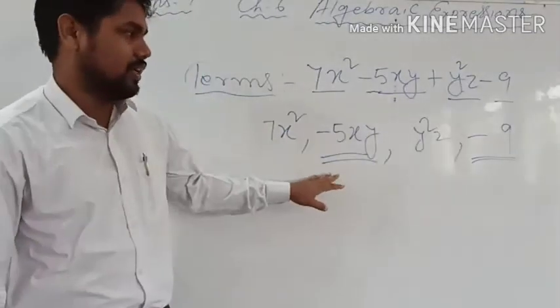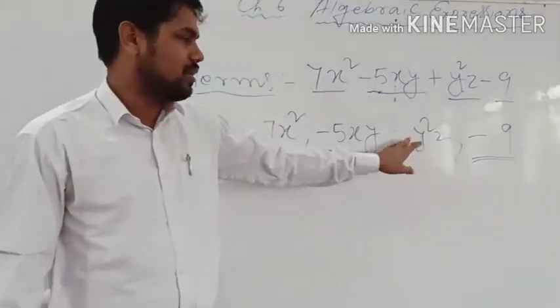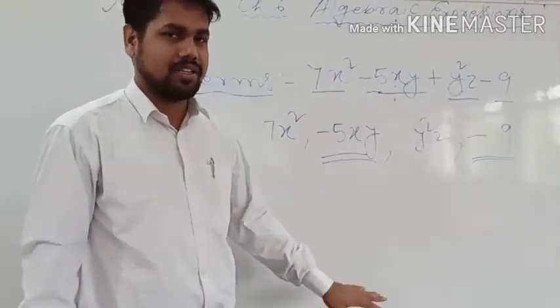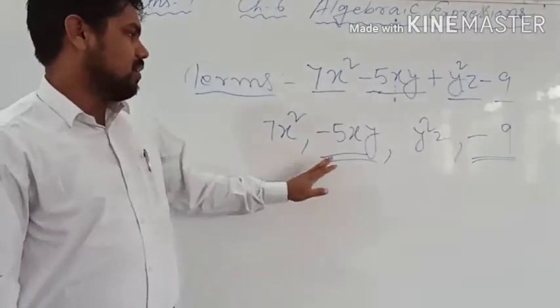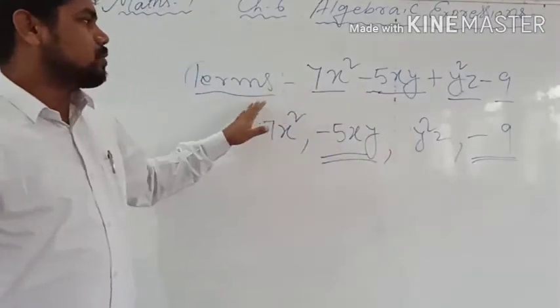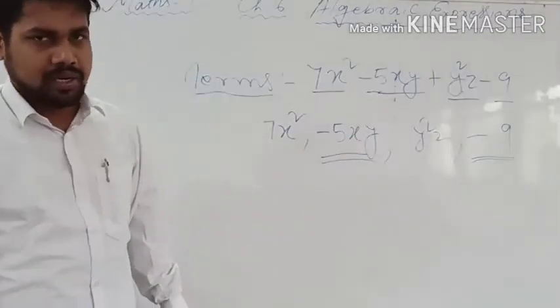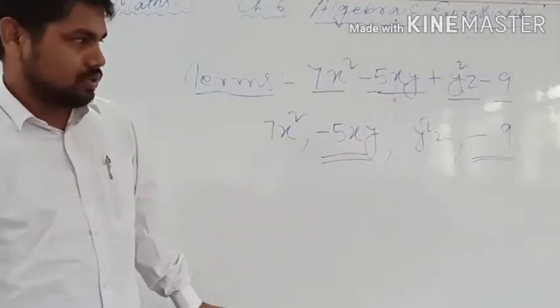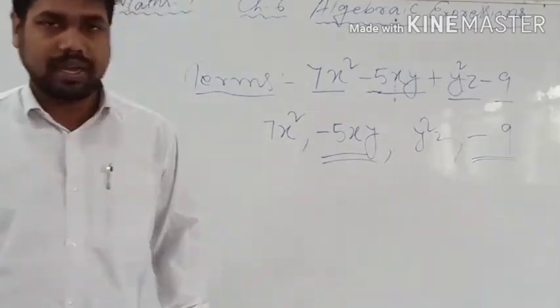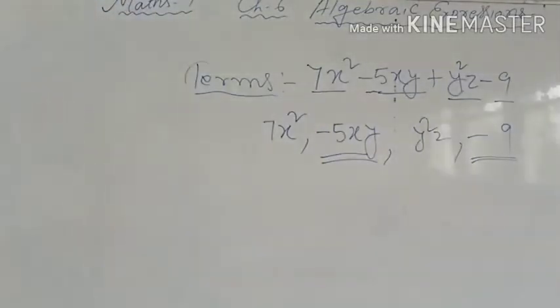When there is a negative sign, you must not skip it. Positive sign, even if you don't write it, it is understood that it is a positive sign. So these will be the terms of this particular algebraic expression. Okay, so very easy. Just terms you have to check. Okay, constant and variables also you understood.